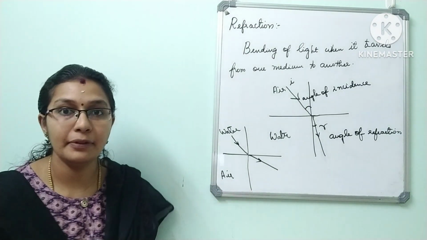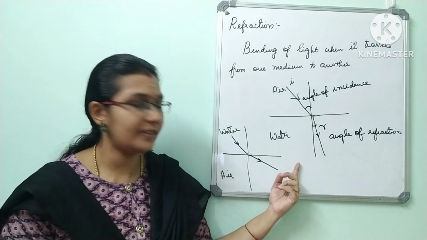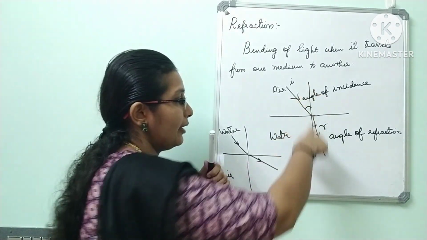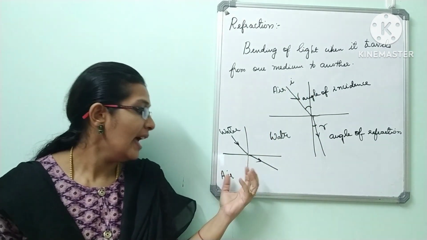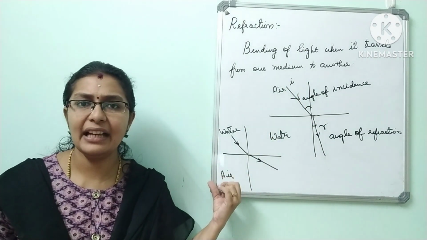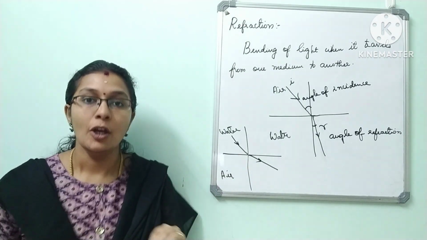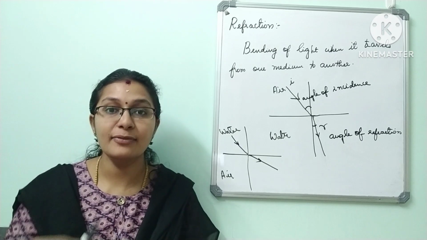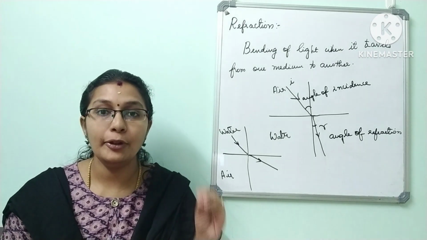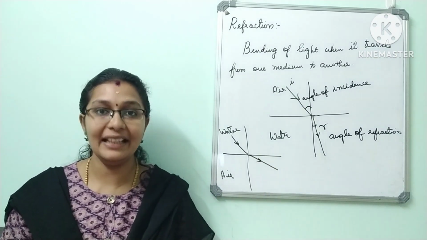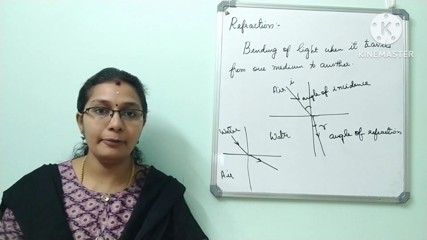So what is the difference in both the cases? Here the light has bent towards the normal. This is the normal, right? Yes. Here the light has bent towards the normal, and here light has bent away from the normal, and nothing goes in a straight line. So what is happening is when there is a change in medium, that time your light does not travel in a straight line, instead it bends. That is nothing but called refraction.